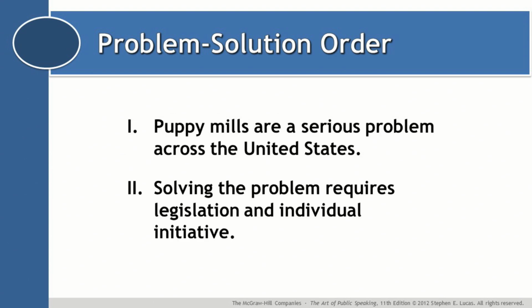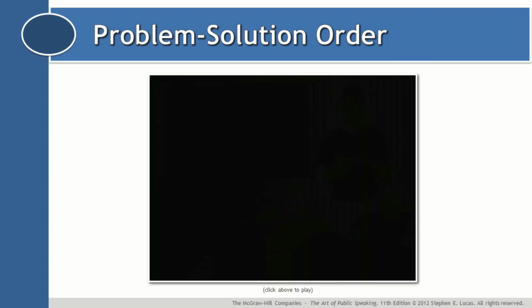If we take the idea of puppy mills, we might have main point one: puppy mills are a serious problem across the United States. And then main point two: solving the problem requires legislation and individual initiative. So let's take a look at how that might be presented.